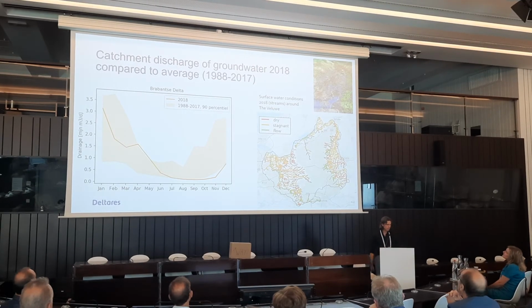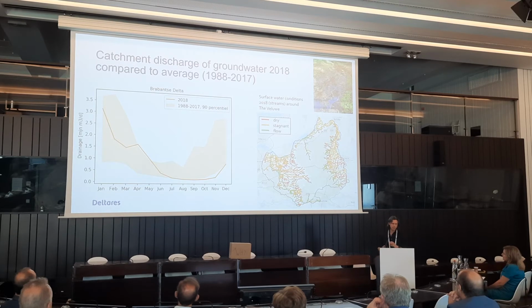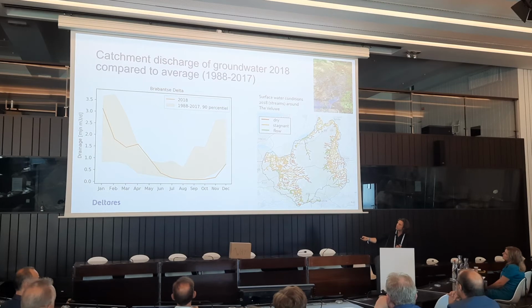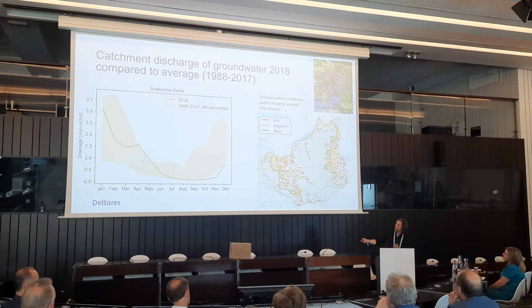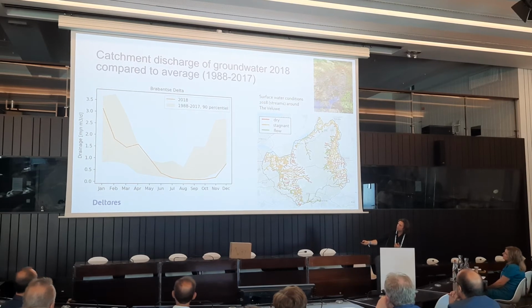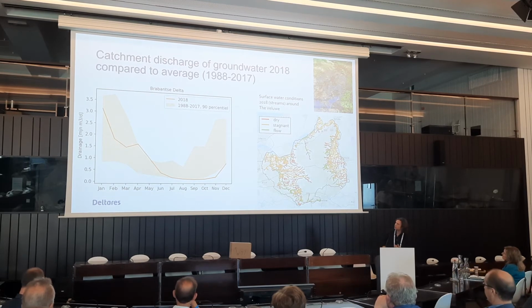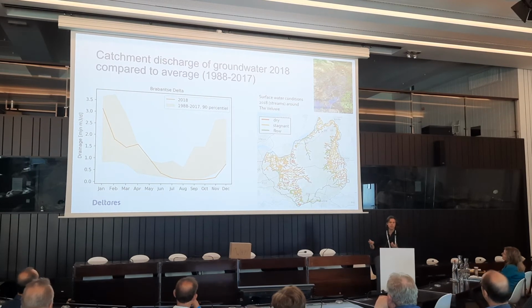Then to the end of the water system, the catchment discharge. This is the summed catchment discharge of the water board Brabantse Delta. See here for the entire year the regime curve, so this 90 percentile of 30 years of discharge, and this line is 2018. You see that in June it was still okay, but then in July it really drops below this curve, and it stayed there for a long time. Only in December, January does it recover. This is for the entire center.